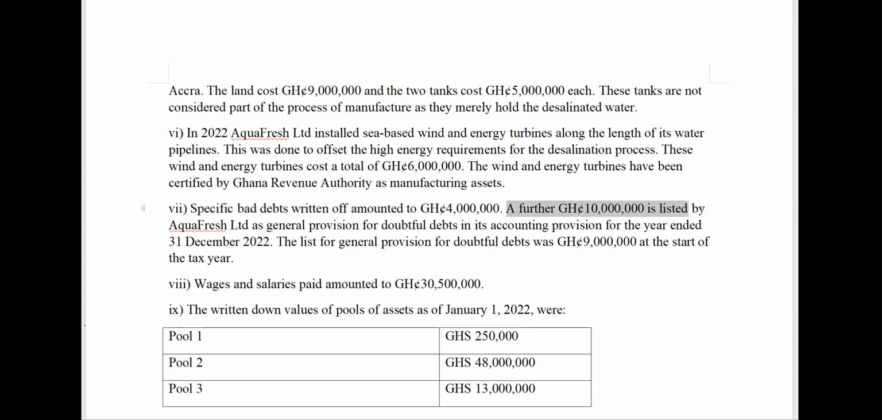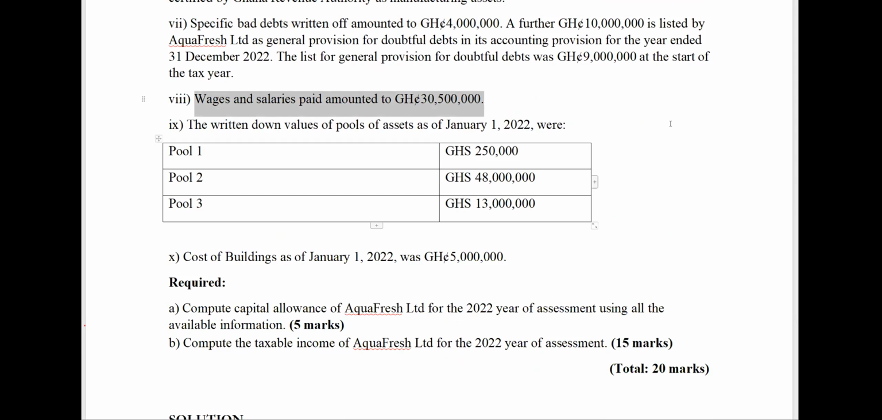A further 10 million is listed by Aquafresh as general provision. Allowed or disallowed? Disallowed. In its accounting provision for the year ended 31st December 2022, the list for general provision for doubtful debt was 9 million at the start of the tax year. Wages and salaries amounted to 30,500, and the written down value of the assets were this, and cost of buildings at January 2022 was 5 million.